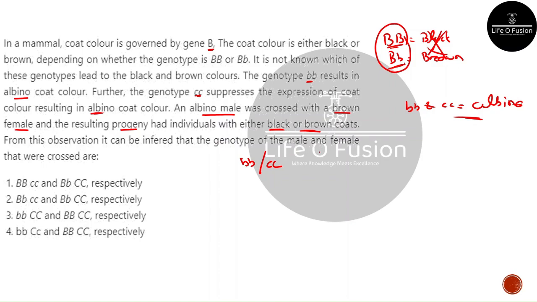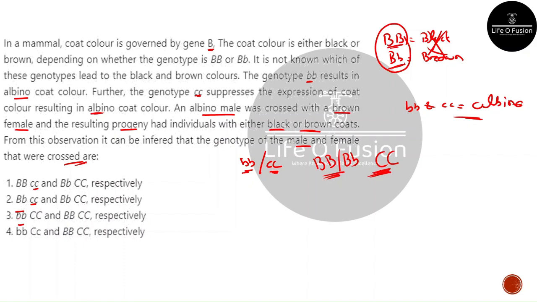So for the brown female, we don't know, it can be capital B or capital B small b, and C should be capital. This we remember. Okay, from this observation, it can be inferred what the genotype of the male and female crossed was. So what is the genotype of their parents? You see, one should be albino. It means either small b or small c.